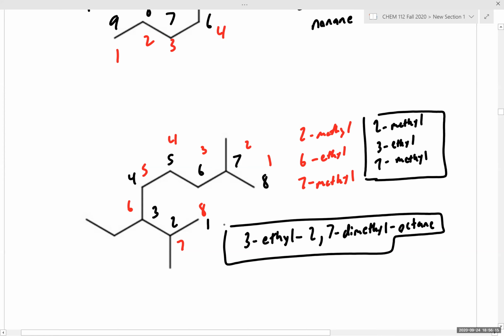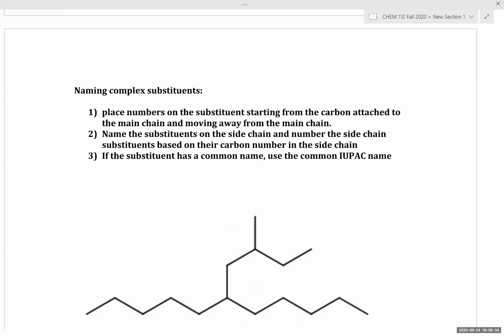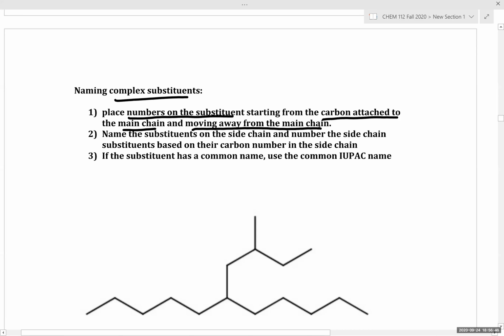Does that make sense to everyone? Any questions on this example? If not, let's keep going. When you're naming complex substituents or branch substituents, you place numbers on the substituent starting from the carbon attached to the main chain and moving away from the main chain. You name the substituents on the side chain and number the side chain substituents based on their carbon number in the side chain. If the substituent has a common name, use the common IUPAC name.